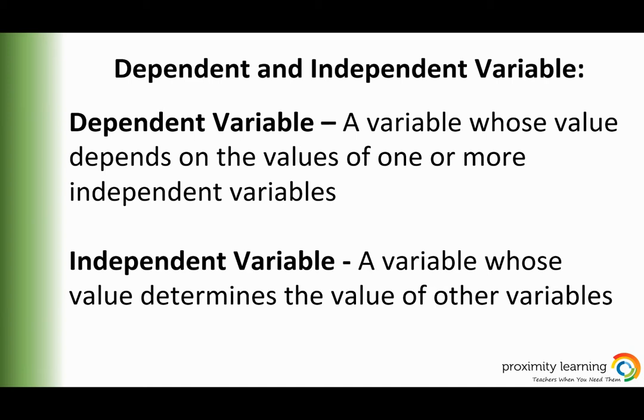What is a dependent variable in math? What is an independent variable in math? Okay. So a dependent variable in math is a variable whose value depends on the values of one or more independent variables. And then you're probably asking, well, what's an independent variable? Well, an independent variable is a variable whose value determines the value of other variables. So a good example of an independent variable is time.